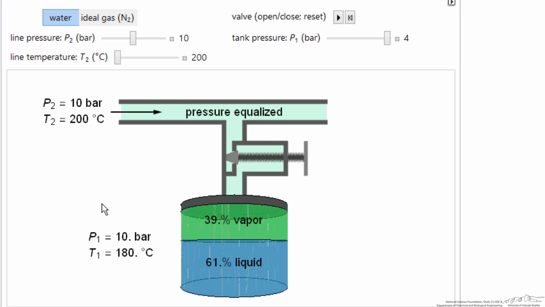So hopefully by looking at how changing the variables affect things, you get a better idea of this unsteady state energy balance for pressurizing a tank.